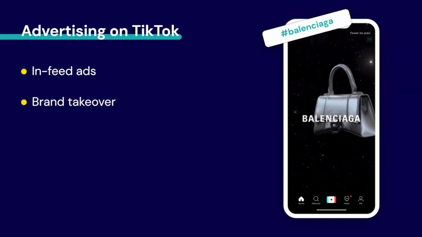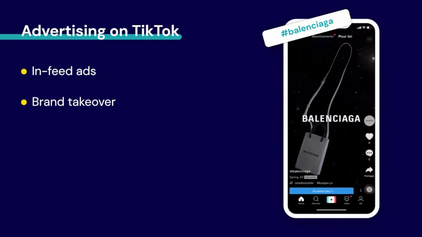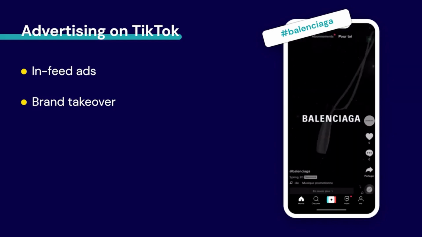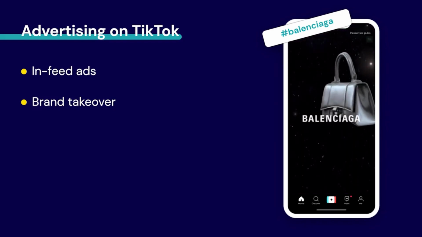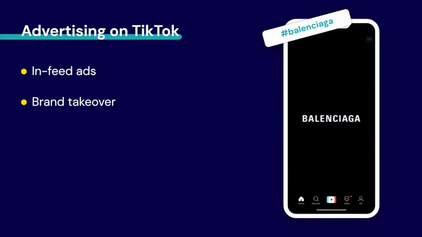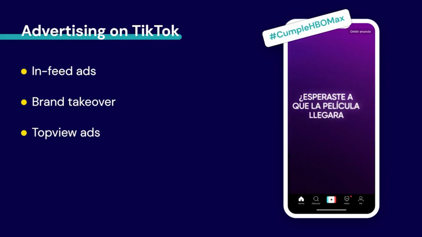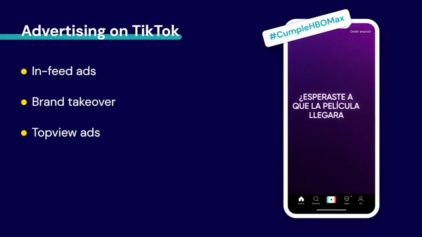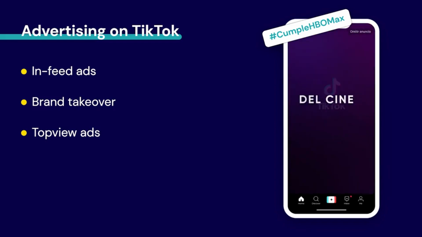Another advertising option is called Brand Takeover. This is a full-screen, sound-on ad that appears as soon as users open the app, so it's the first thing they see. These are only 3 to 5 seconds long and can be short video or static image formats. A third option is called Top View ads, where, like the Brand Takeover, a full-screen video ad appears as soon as users open the app. But these videos can last up to 60 seconds.